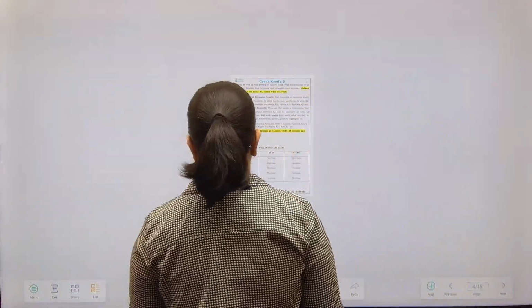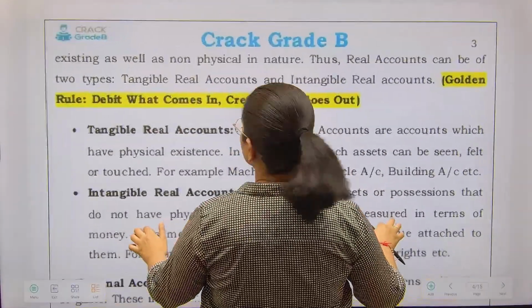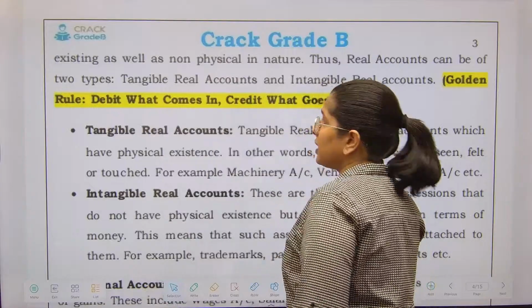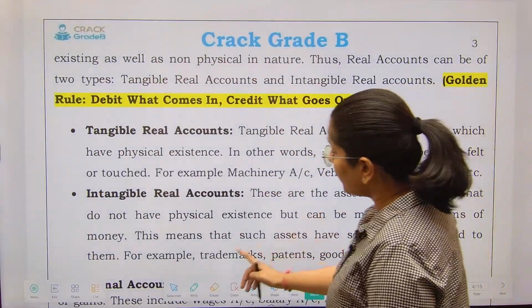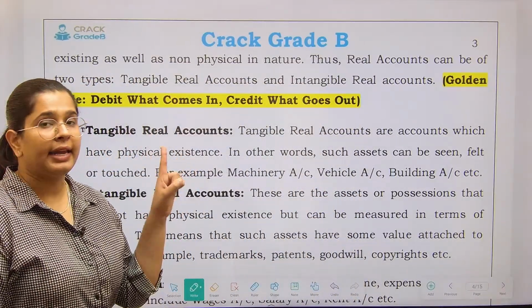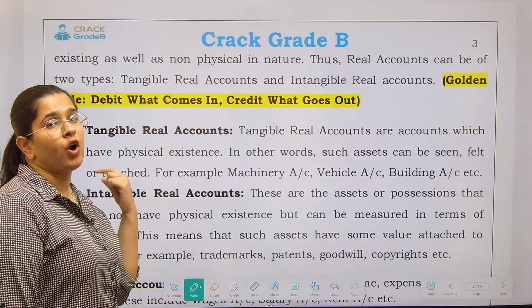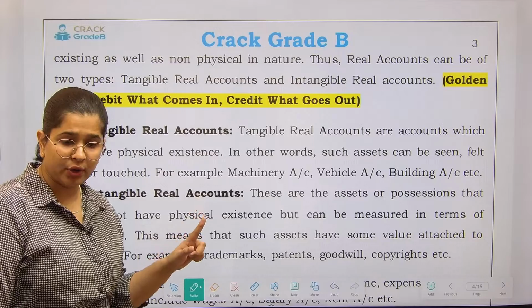Let us have a look onto it. So real accounts can be of two types, the tangible as well as the intangible. Over here, your golden rule will look like this. Debit what comes in, credit what goes out. जो आ रहा है उसको debit करो and जो जा रहा है उसको credit करो.